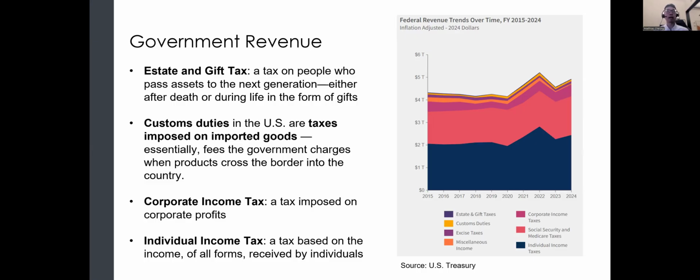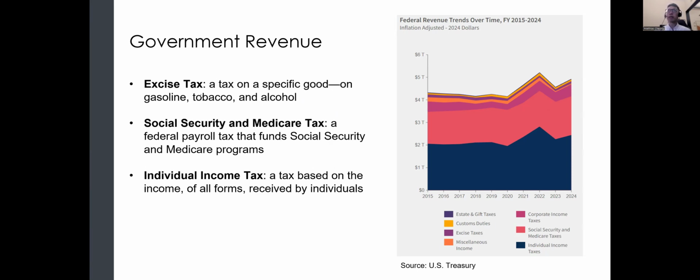forms received by individuals. Now, if you look at the right-hand side of the graph, the biggest types of revenue where the government gets its revenue from are in the form of individual income taxes, Social Security and Medicare taxes, and corporate income taxes. In the next slide, we will look at the remaining definitions of taxes.